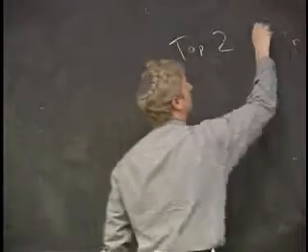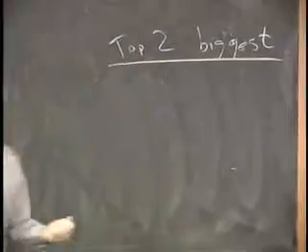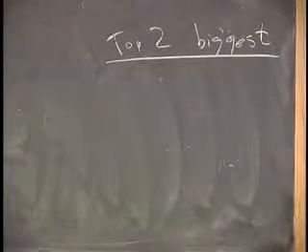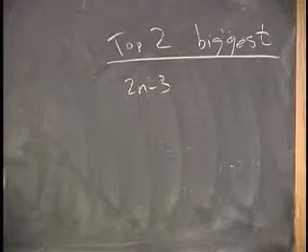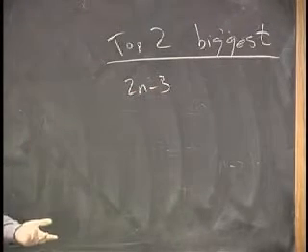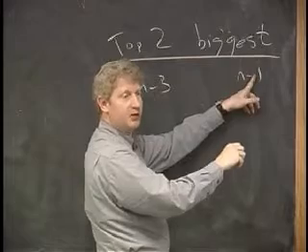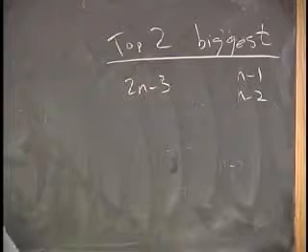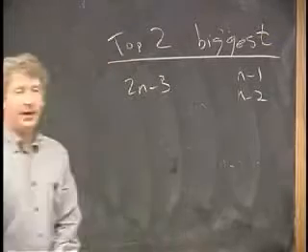Similar to this. Top 2 biggest. Now I don't want the maximum minimum, I want the top 2. One way to do this is to do just what we did with maximum minimum and get 2n minus 3. The slow way. Figure out the biggest, then figure out the next biggest. But the biggest is already removed. The biggest takes this much. The next biggest takes only this much, because the biggest is out of the list. That's one way.